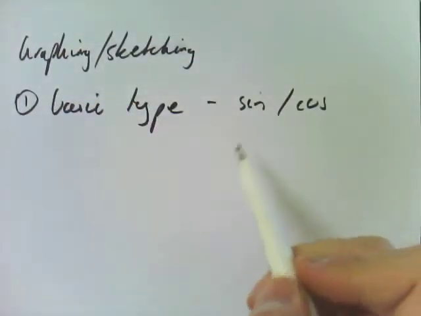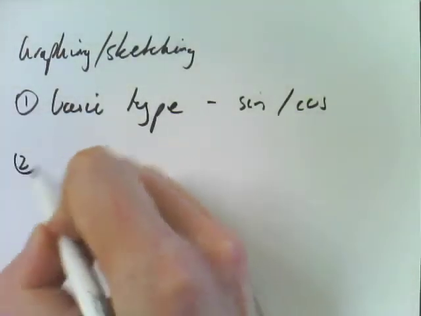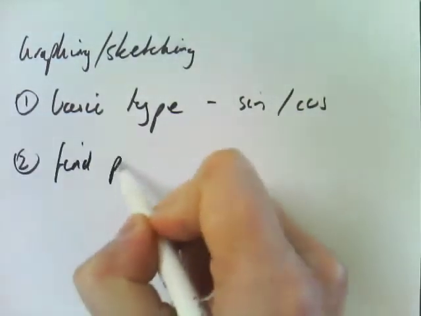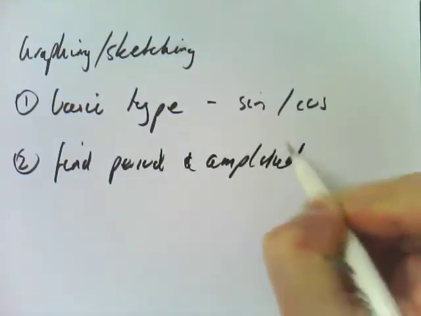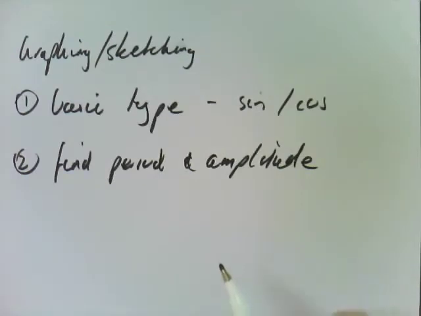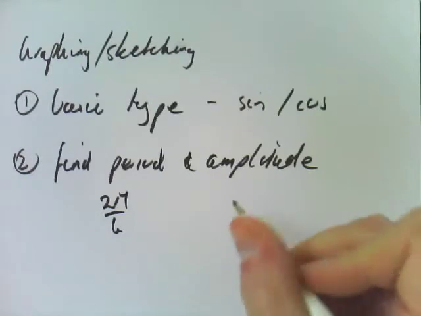Step two: find the period and amplitude, which you know how to do. Period is 2 pi on b. Amplitude is height from the centre line.